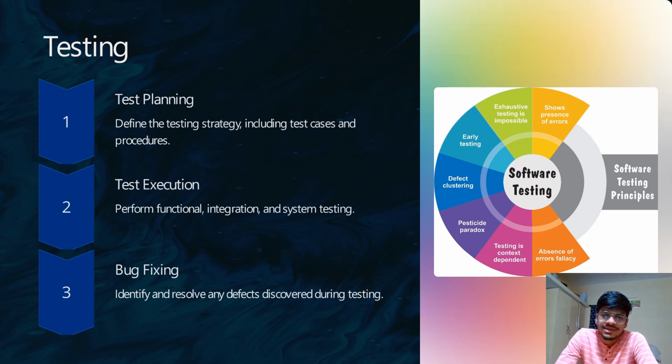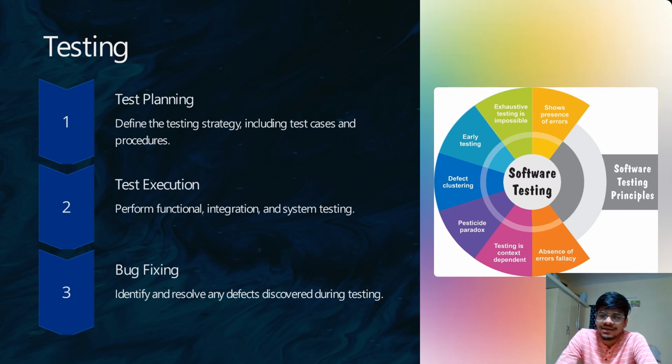Coming on to the testing phase, it has three parts: test planning, test execution, and bug fixing. In test planning, we define the testing strategy, including test cases and procedures. Then test execution performs the functional, integration, and system testing. Bug fixing identifies and resolves any defects discovered during testing.